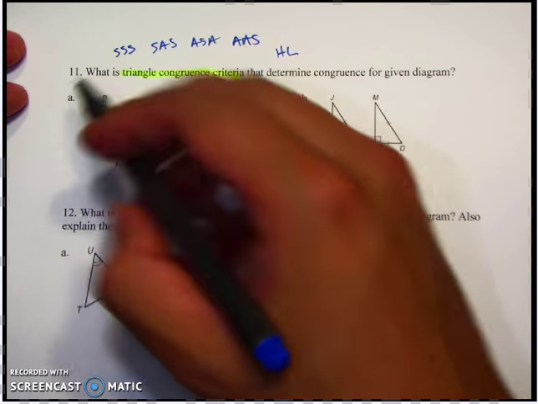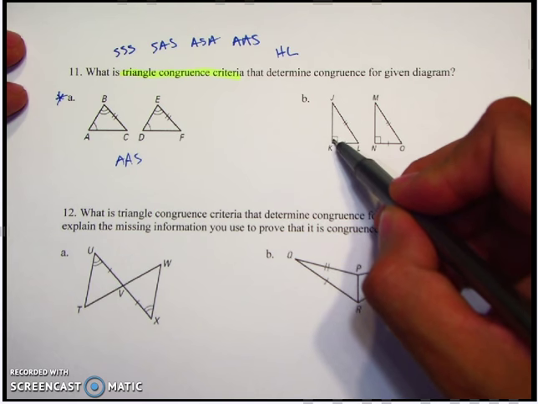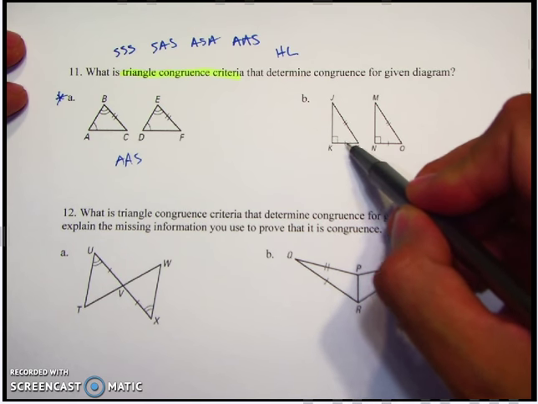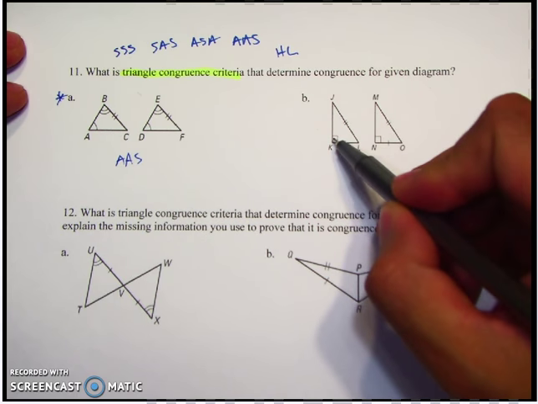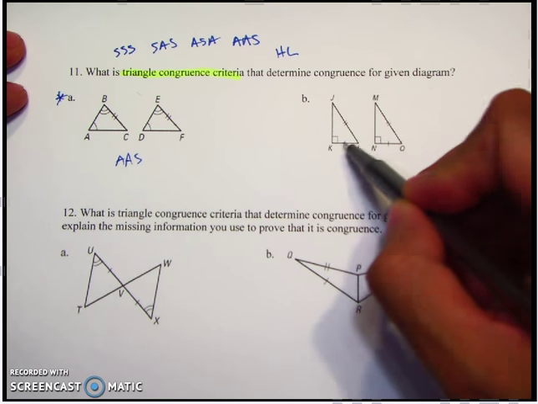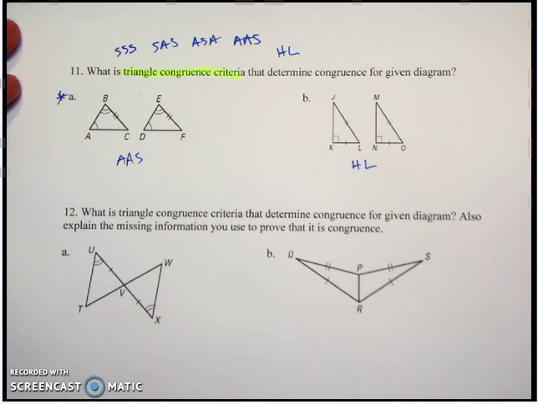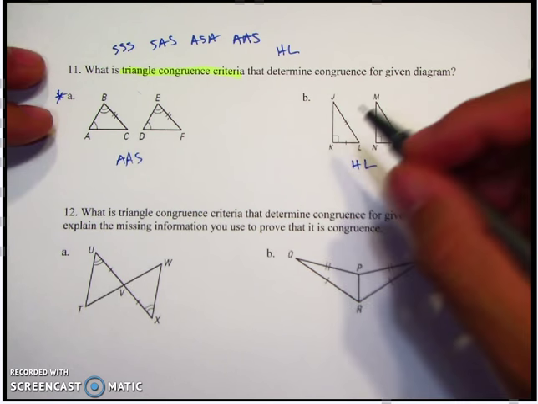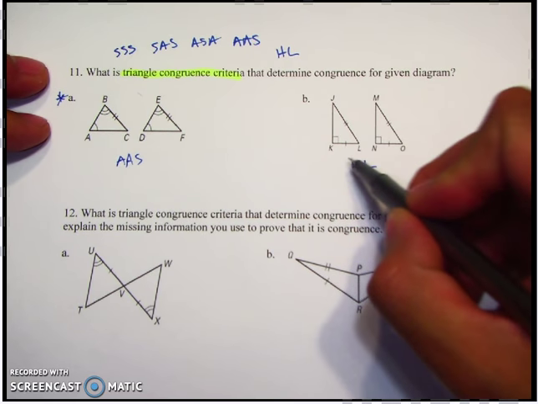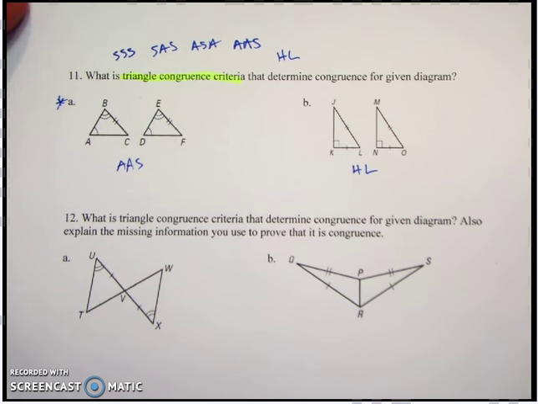Again, this is the common mistake that a lot of people make. This one here, when you do it, you have angle, side, side, ASS. It doesn't match any of these. But it's a right triangle, and the hypotenuse is the same, and the leg is the same. So this actually specifies HL. Okay? So make sure you recognize that. Remember, not all right triangles are HL. Only when the hypotenuse is the same, and it's the right angle, and the legs are the same. Okay? Take a look at number 12.